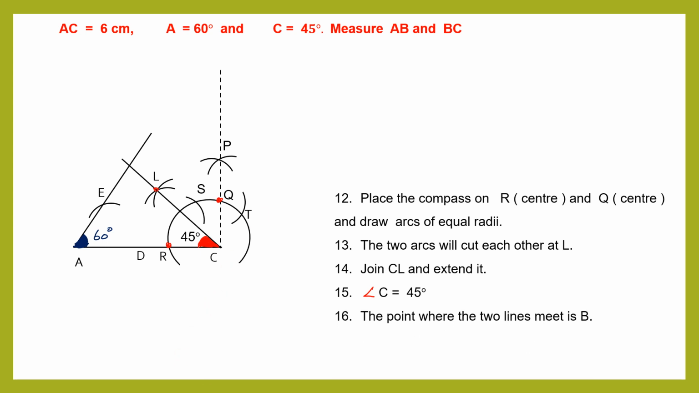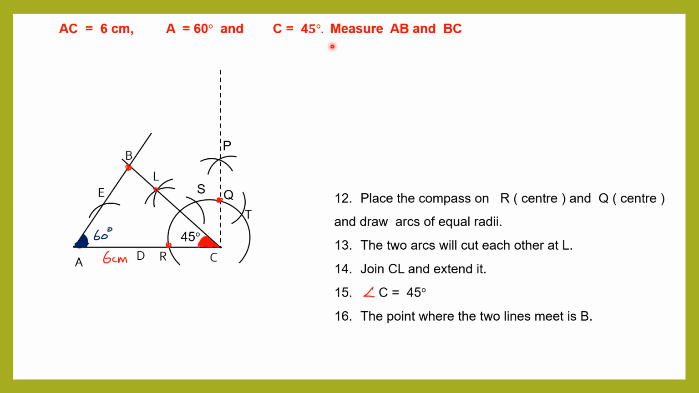Now the point where the two lines meet, can you see this point where the two lines have met? Okay. This is the point where the two lines have met and we are going to name it B. So now we have ABC. We have our triangle. We followed all the directions. AC is 6 centimeters. So this is 6 centimeters. Angle A is 60 degrees. Angle C is 45 degrees.